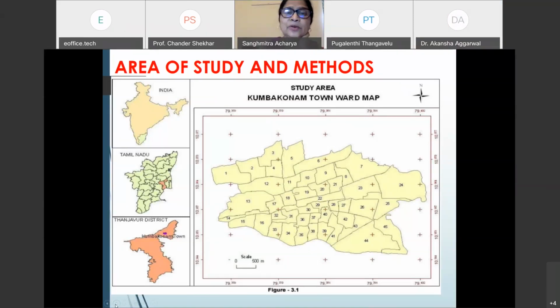Yes, these are my objectives. My study area is what you see here, the Kumbakonam town wards. Kumbakonam town is located 270 kilometers from Chennai. It is often called the temple city. Moreover, Mahamaham is also held once in 12 years.